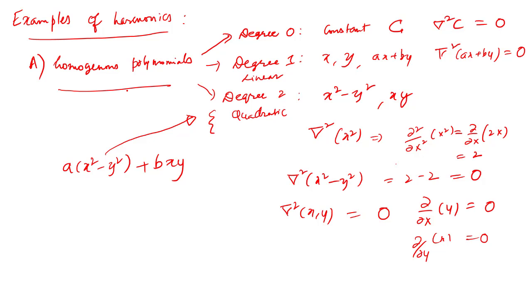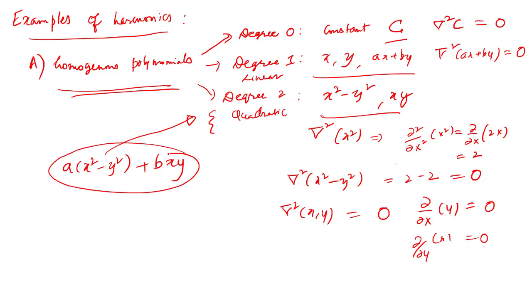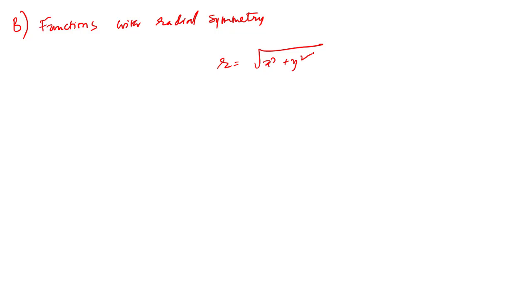So these homogeneous polynomials are one type of harmonic functions. Either constants, or functions like this, or in general quadratic functions like this, would be solutions to the Laplace equation. Another type of solutions to the Laplace equation are functions with radial symmetry. If you look at something like r equal to square root of x squared plus y squared, right?